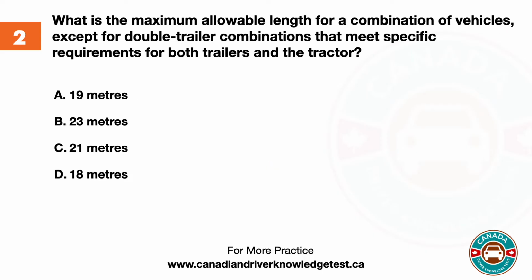Question 2. What is the maximum allowable length for a combination of vehicles, except for double trailer combinations that meet specific requirements for both trailers and the tractor? A. 19 meters. B. 23 meters. C. 21 meters. D. 18 meters. The answer is B. 23 meters.